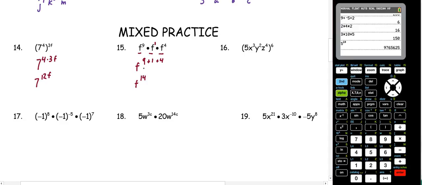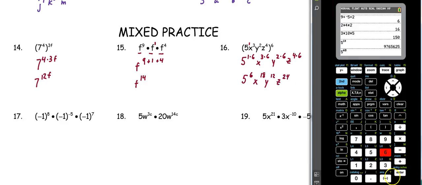Number 16, we have an exponent of 6. Remember that this 5 again has an exponent of 1. So because there's multiple things in the parentheses, each thing is going to be multiplied by 6. So we have 5 to the 1 times 6, x to the 3 times 6, y to the 2 times 6, and z to the 4 times 6. So 1 times 6 gets us 5 to the 6th, x to the 18th, y to the 12th, and z to the 24th. If I put 5 to the power of 6 into the calculator, it's bigger than 4 decimals, so we're going to leave it as just 5 to the 6th.